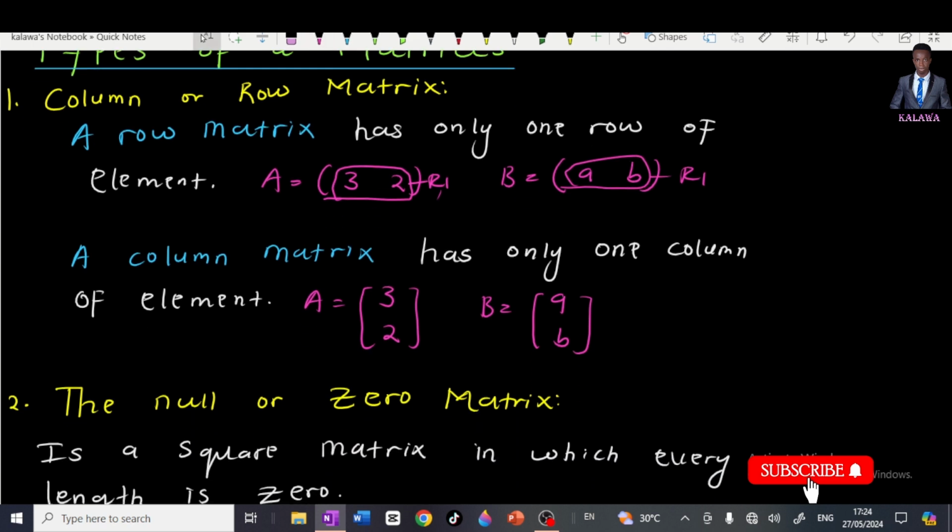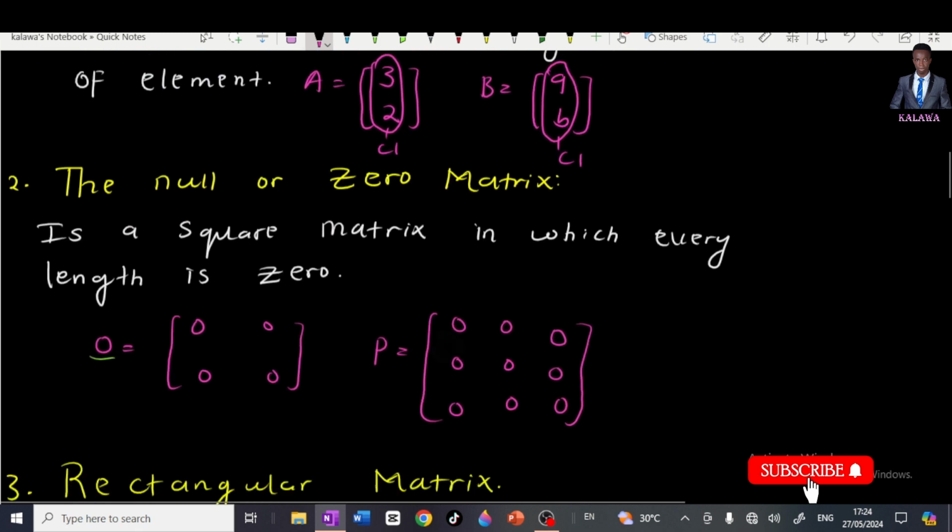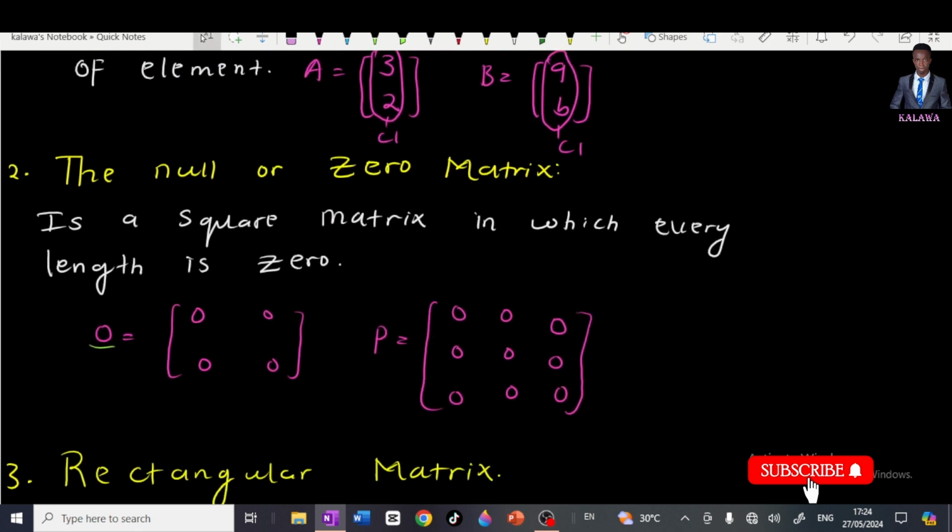And we also have a column matrix, the opposite. The column matrix has only one column. So this is C1, and this is also another column matrix, C1. So we can call this type of matrix a column matrix. We also have the null or zero matrix. When we say null, it's like an empty matrix.